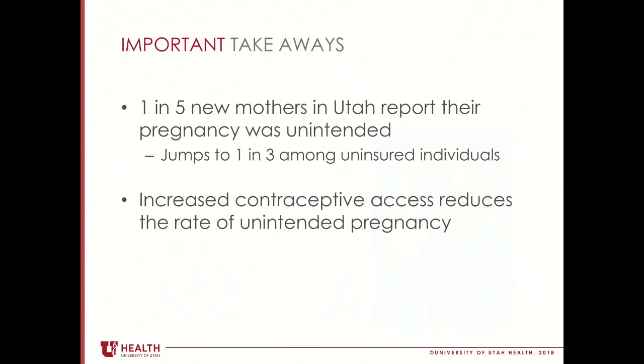Two takeaways that I hope stick in your mind: the first is that 1 in 5 new moms in Utah report their pregnancy was unintended. And this number jumps to 1 in 3 among new moms who were uninsured at the time they got pregnant. And the second takeaway is that access to contraceptive information and the full range of contraceptive methods without cost barriers dramatically reduces the rate of unintended pregnancy.